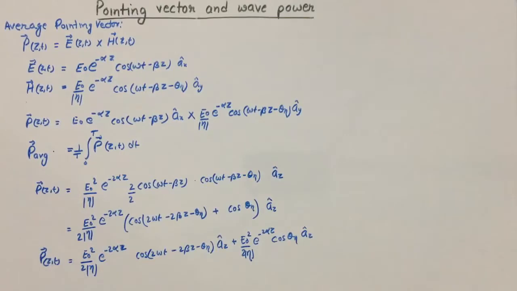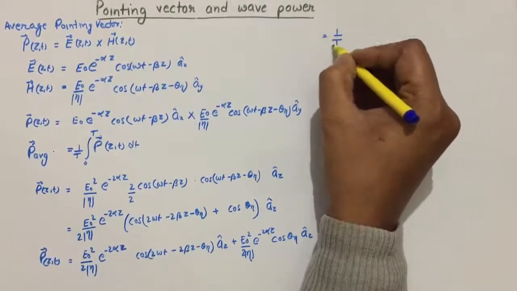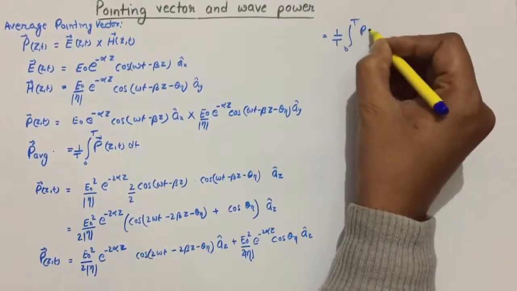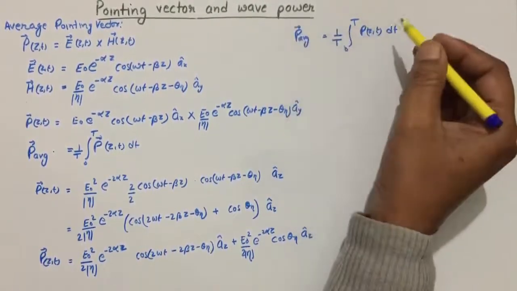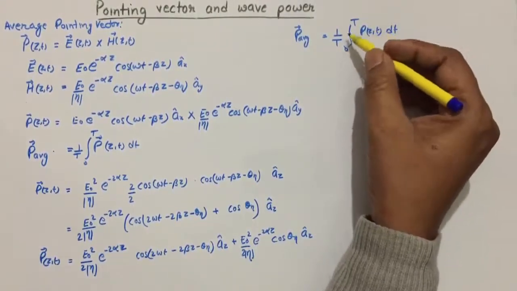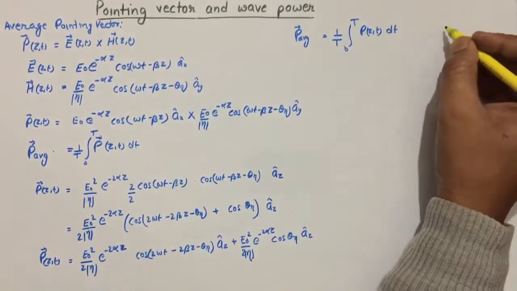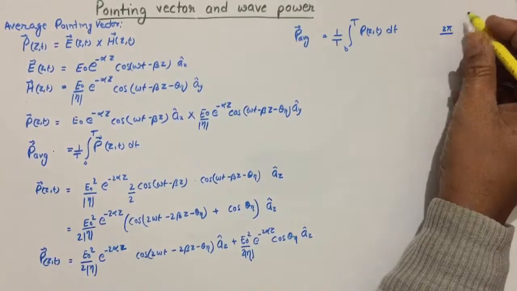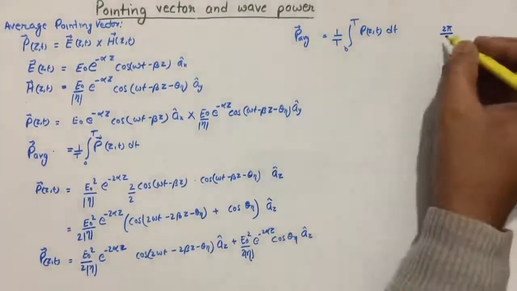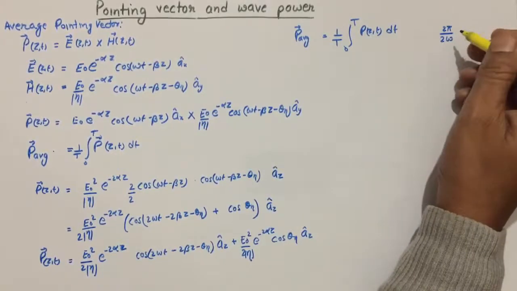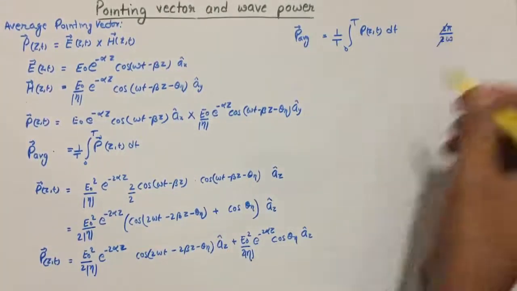Now we have to find the average value. For that purpose, we have to integrate this for a period 0 to T, P(z,t) from this equation I am talking about, dt, it will be the average value. Now the important point is to find the time period. For any sinusoidal signal, the time period is 2 pi by the coefficient of t, and the coefficient of t is 2 omega. So the period will be 2 pi by 2 omega. This is the time period of this, and this term is free from t, so no need for that. Okay, this is constant.